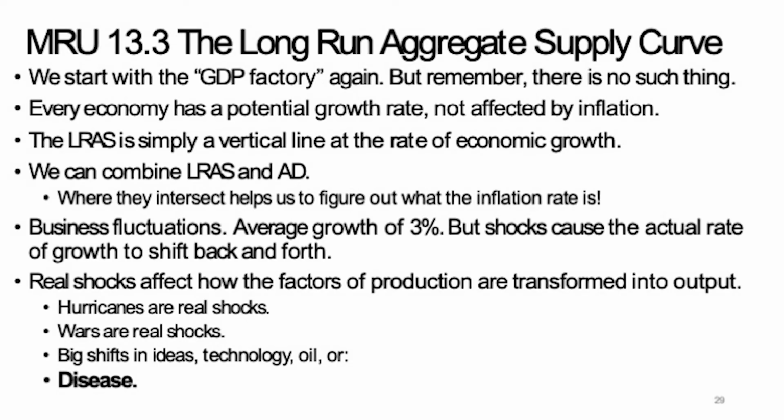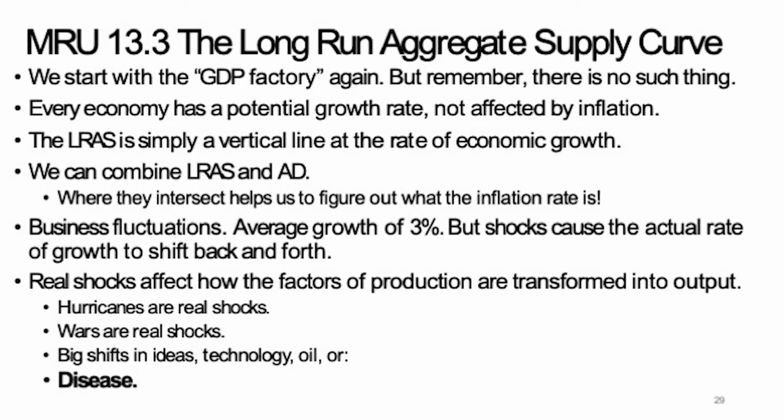Looking at the long-run aggregate supply curve, again, we started with the GDP factory idea. But remember, there is no such thing. We do not eat GDPs. You remember that every economy has a potential growth rate, not affected by inflation, instead mostly determined by the Solow growth model type stuff. We draw our long-run aggregate supply curve as a straight up and down line, perfectly inelastic, and we put it at the rate of economic growth for that overall society.